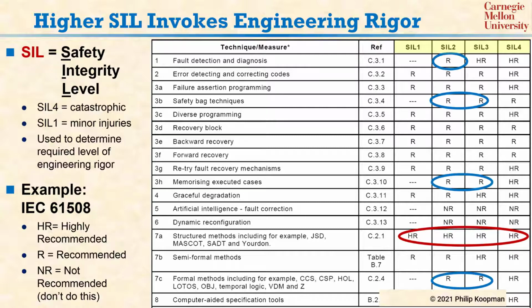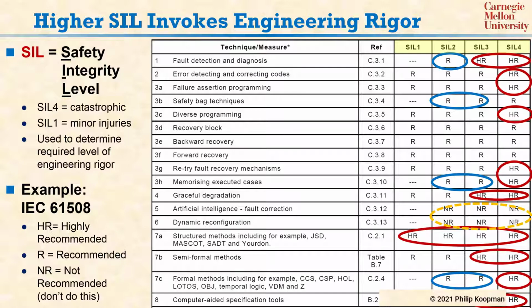At SIL 2, some more techniques are recommended, and dynamic techniques are not recommended, which means you should not use them. That's because if the system changes during runtime, the system that's running isn't the same one that was tested, so it's hard to know how it will behave. At SIL 3, which is considered life-critical, 4 more techniques become highly recommended. At SIL 4, even more techniques are highly recommended, causing the application of even more engineering rigor.